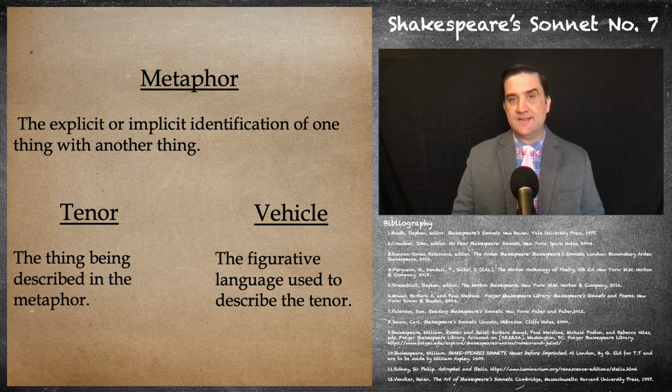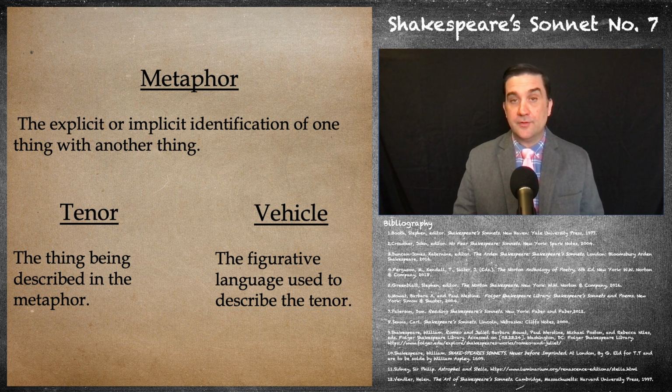7 is that it's an exercise in the use of extended metaphor. That is to say, the speaker develops a single metaphor throughout the entirety of the poem in an effort to convince the young man that the young man needs to reproduce.